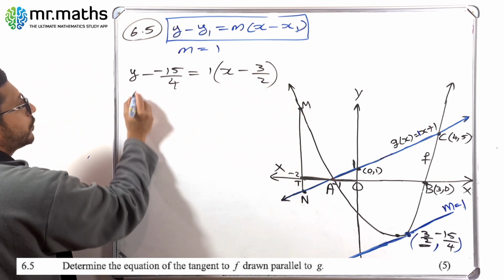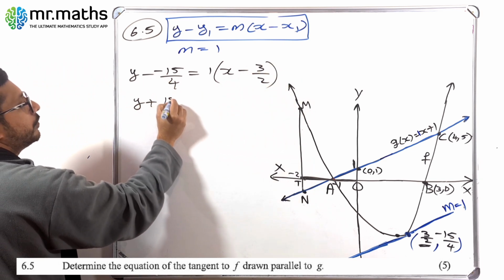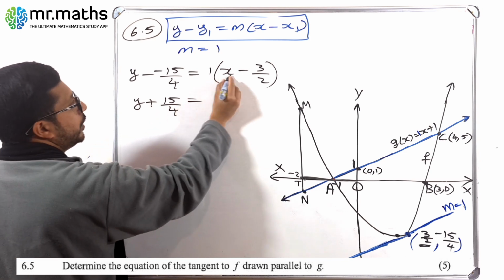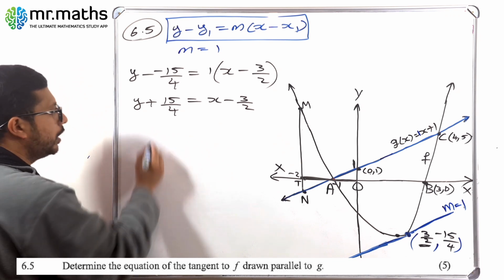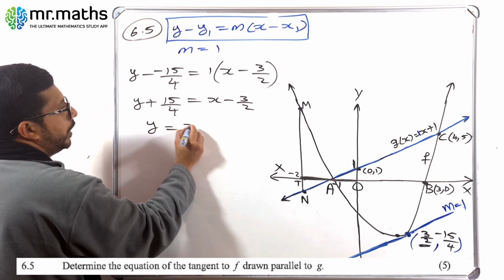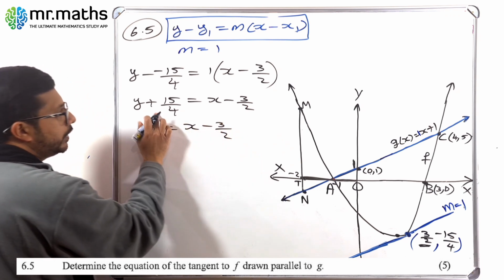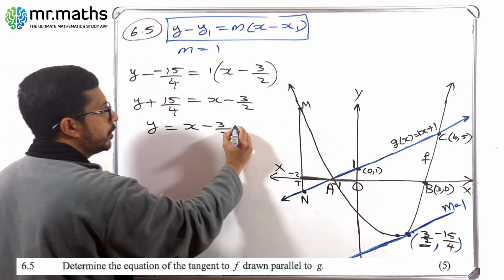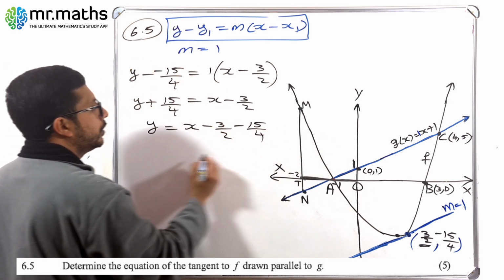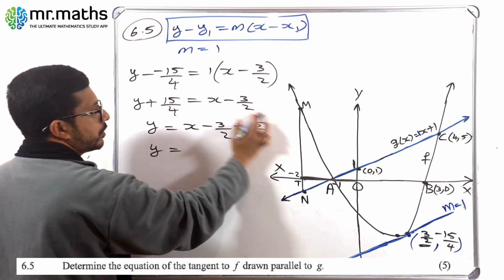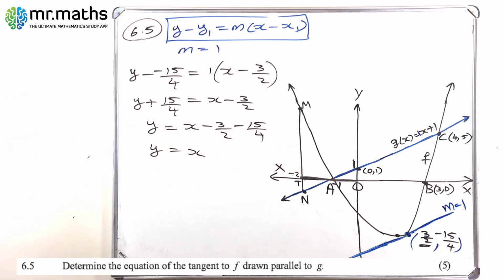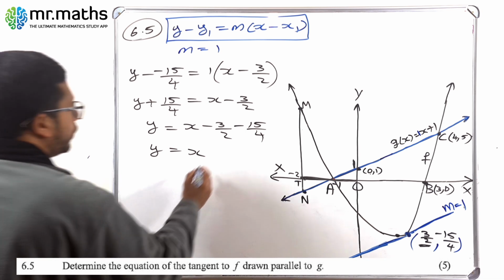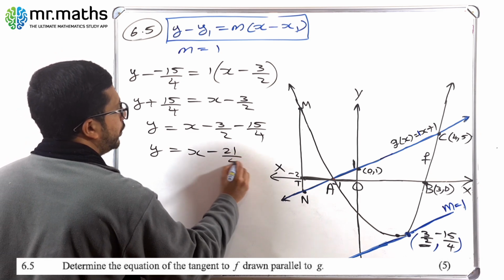So we have to simplify this. This is y plus 15 over 4 is equal to 1 times x is x, 1 times minus 3 over 2 is minus 3 over 2. So what is y? x minus 3 over 2. Take this 15 over 4 to the other side, so it is minus 15 over 4. Check in your calculator what the answer of this is. In your calculator you will get minus 21 over 4.